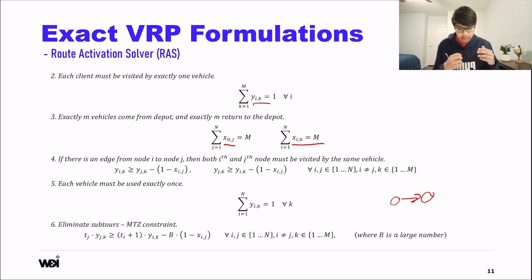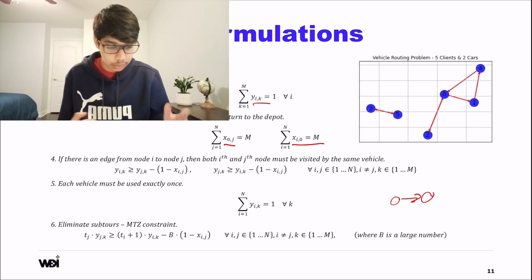And the last thing is a bit of a tricky one. So this is the subtour elimination constraint. This specific way of doing it is called the MTZ constraint. And let me show you. If you don't include this constraint, then you might get solutions like this.